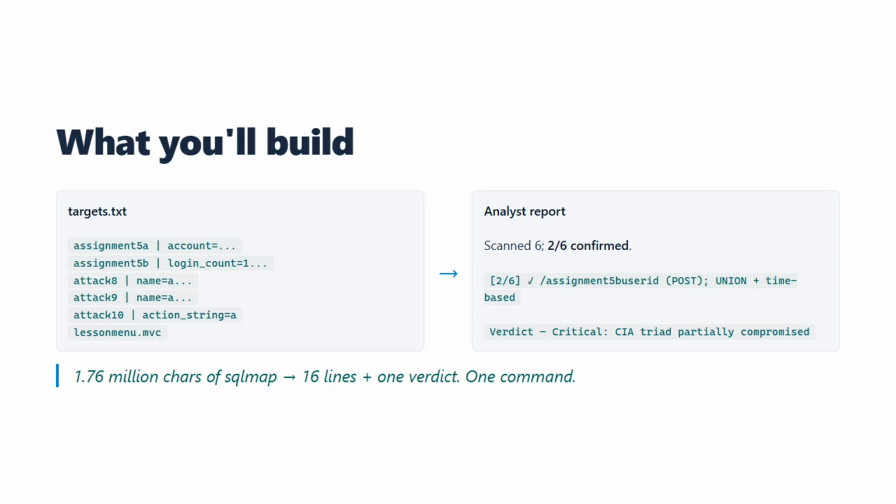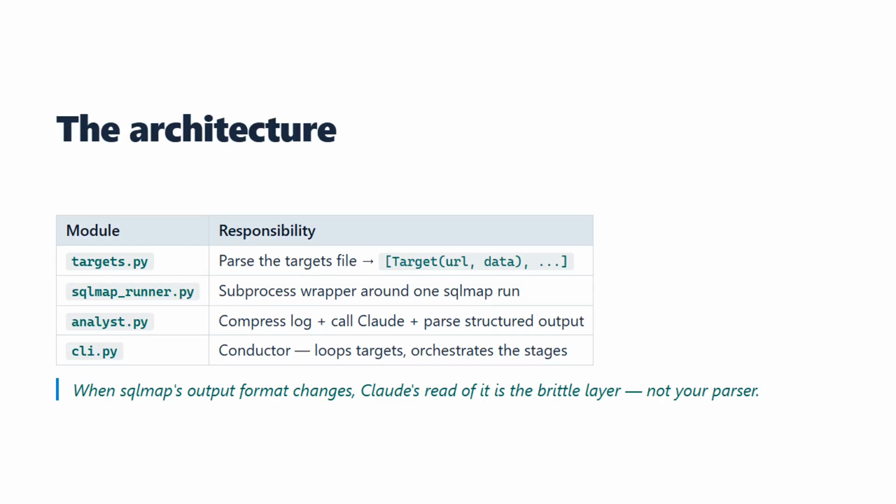The headline run, against 6 WebGoat lessons, produces about 1.76 million characters of sqlmap output. Claude turns that into a 16-line report and one verdict sentence. That contrast, the wall to the verdict, is the entire pitch of this tutorial. 4 modules, deliberately separated, each does one thing. Targets.py parses the file, sqlmaprunner.py wraps the sqlmap subprocess, analyst.py handles the Claude call and the compression step before it, which we'll come back to.